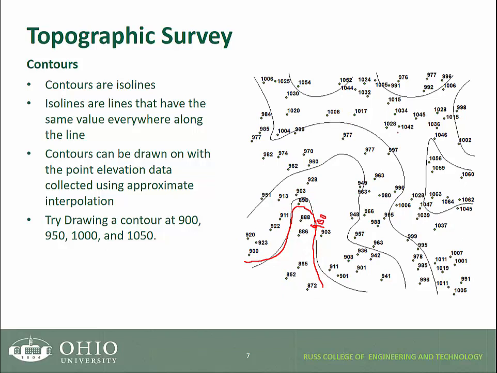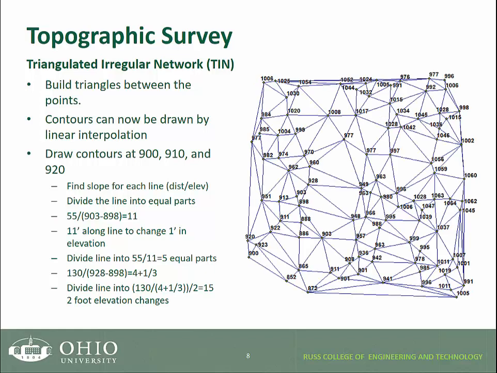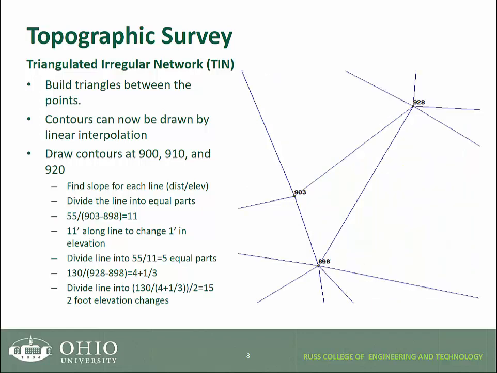If you did it appropriately, your contour should look something like this. What if we wanted to draw contours every 10 feet? We would need to use a different method. Triangulated irregular networks, or TINs, draw triangles that connect points. The area within the triangle is assumed to have a constant slope.